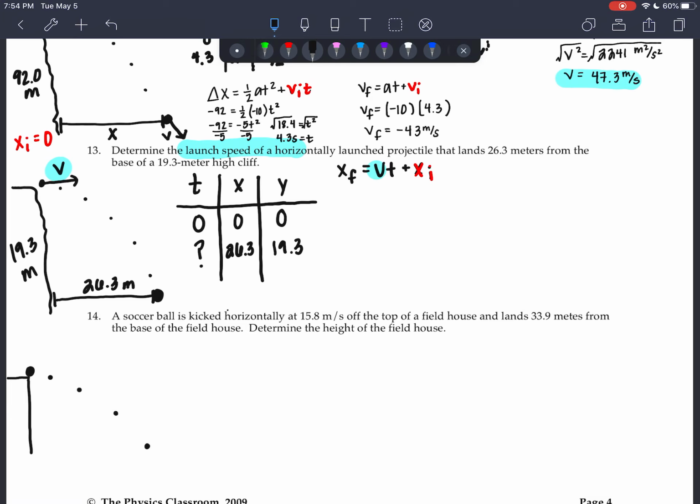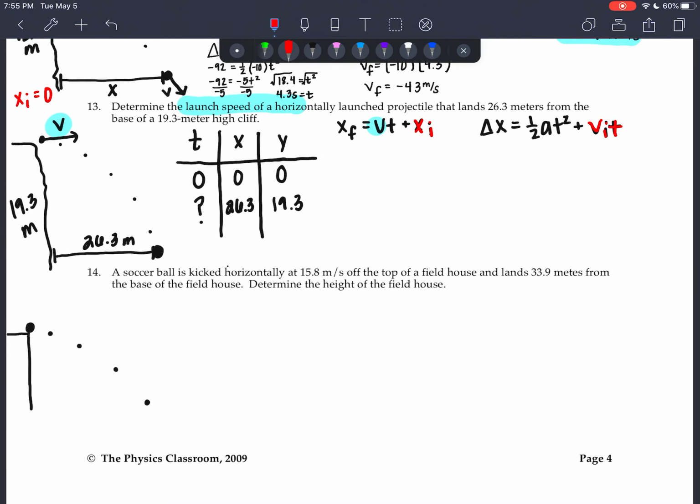So I'm going to direct my attention instead to my Y component. And since Y is accelerated motion, the equation I use is this: change in position equals 1/2 a t squared plus v_i t. And remember, v_i t we color in red because if initial velocity is 0, we can ignore that term. Now, looking at my diagram, since the ball is launched horizontally, it has no initial y velocity. It's 0, so I could ignore that term.